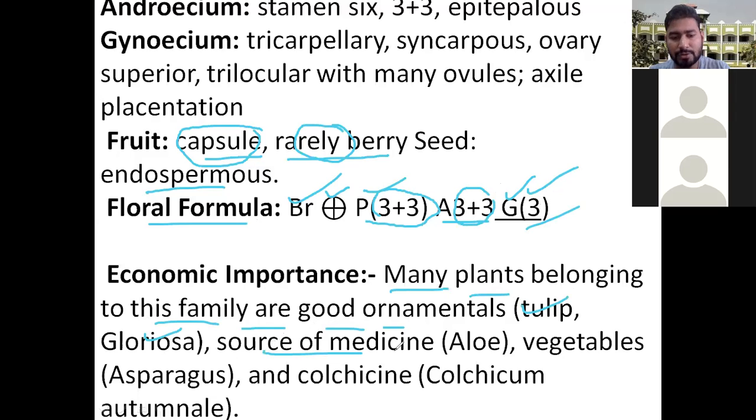Economic importance: many plants belonging to this family are good ornamentals, like tulip and gloriosa, for ornamental purposes. Source of medicine, aloe. Vegetable, asparagus, and colchicum, Colchicum autumnale. Okay, so this is very important, this economic importance of the Solanaceae and Liliaceae. Each you have to learn word by word. This paragraph you have to learn, and it should be at your fingertips. Okay, clear? So first is ornamental, tulip and gloriosa; source of medicine, aloe; vegetable, asparagus; and colchicum, Colchicum autumnale.